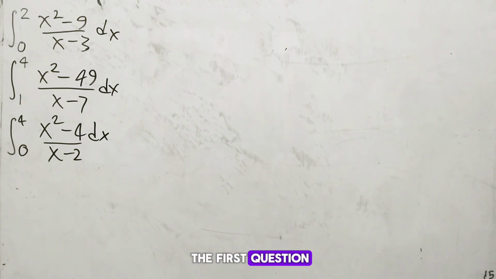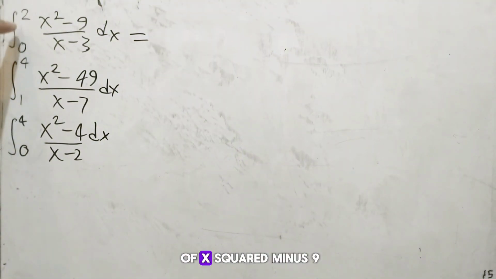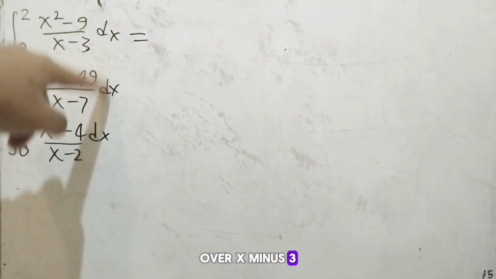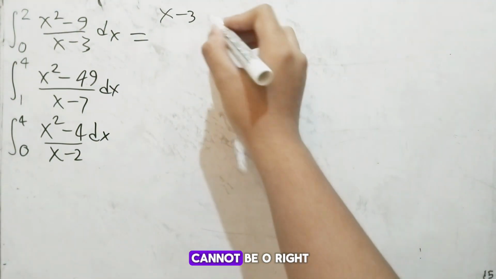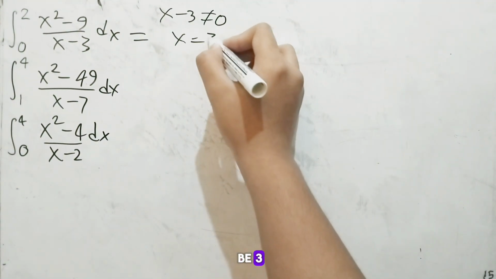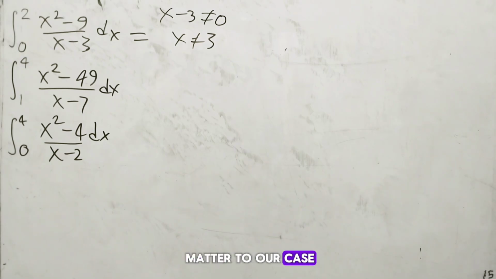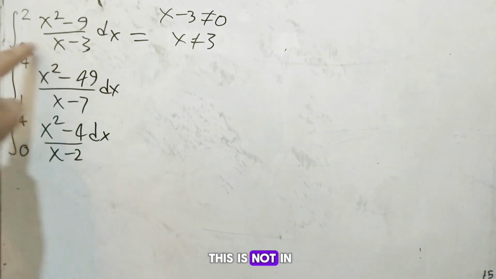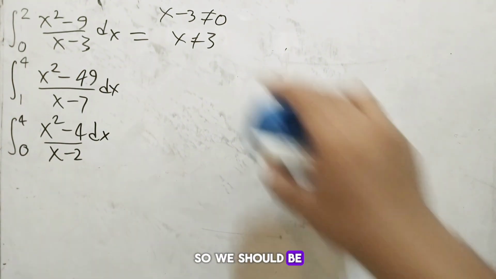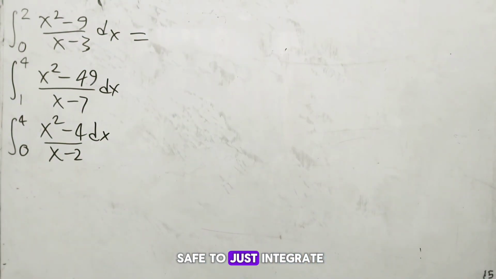So I'm going to solve the first question. This is the integral of (x squared minus 9) over (x minus 3) dx from 0 to 2. We know that x minus 3 is the denominator, and the denominator cannot be 0 because you can't divide by 0. So x minus 3 cannot be 0, which means x cannot be 3. But does that matter to our case? We're just evaluating from 0 to 2, so it doesn't really matter because 3 is not in the interval. So we should be safe to just integrate this normally.